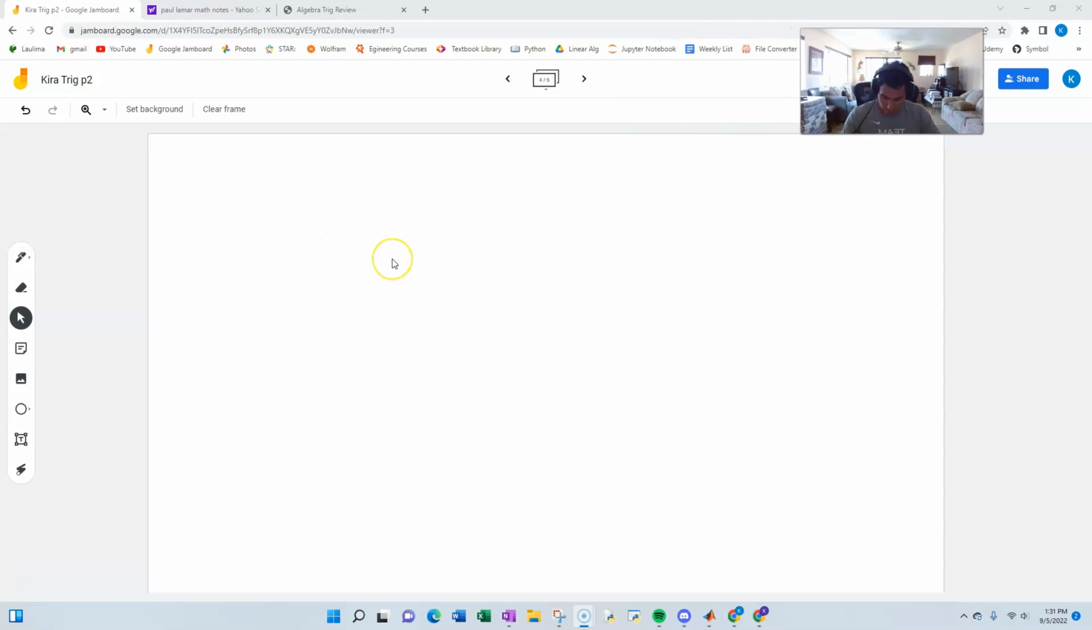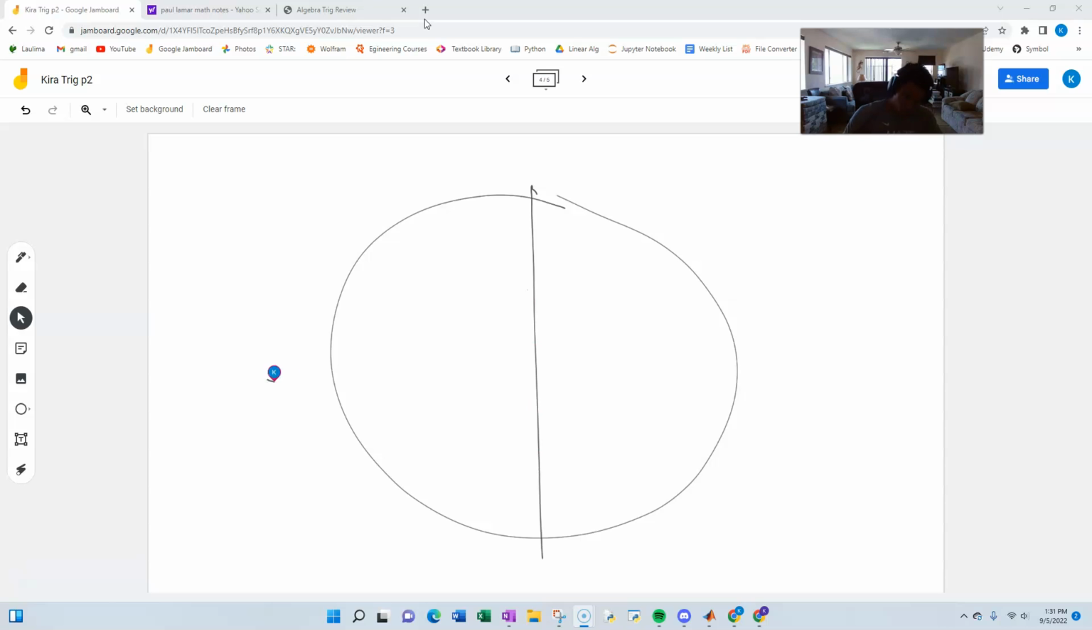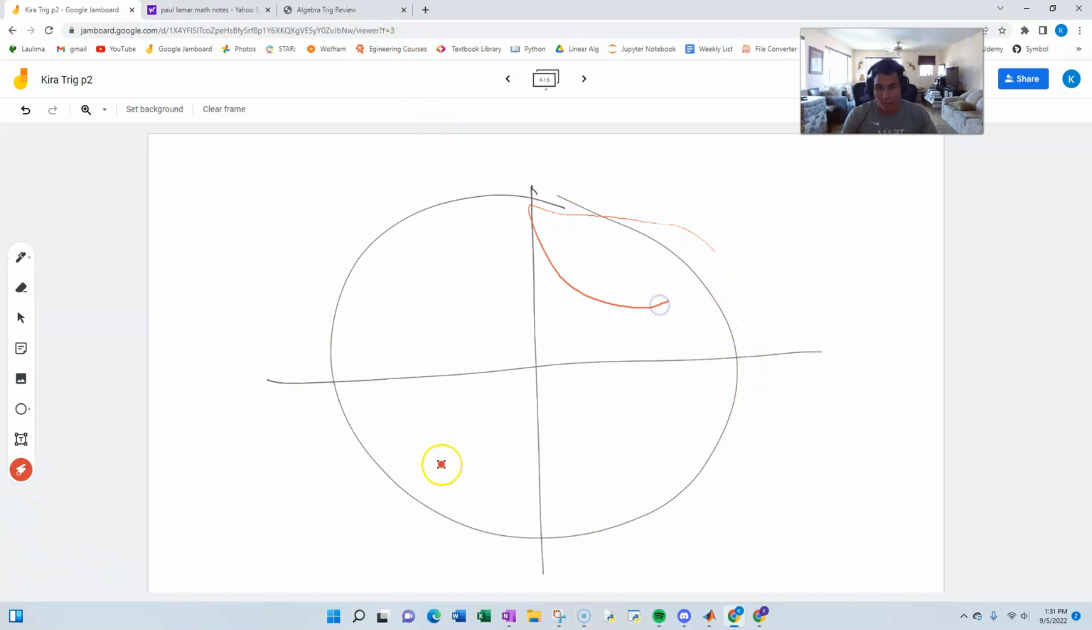Okay, so let's start this off by just redrawing the unit circle and everything like that. Okay, so the unit circle, let's use black. Okay. So all you need to remember is really just one quadrant, this quadrant, and then the rest you should be able to kind of think about.